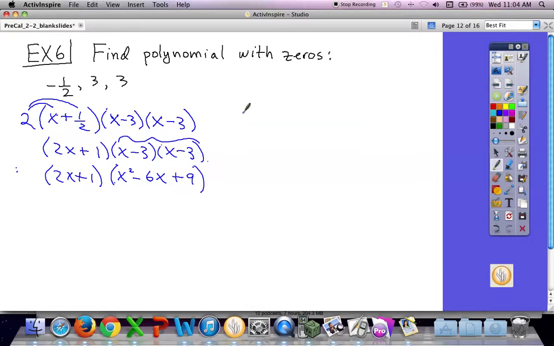But if it helps you to do a multiplication like this, set it up like this, right? Make a little table, right? And make one factor on one margin, 2x plus 1.